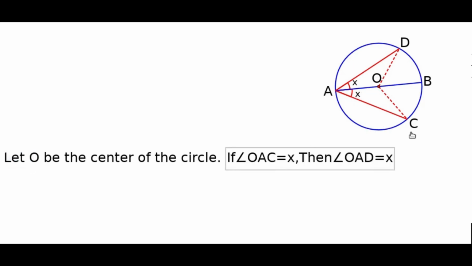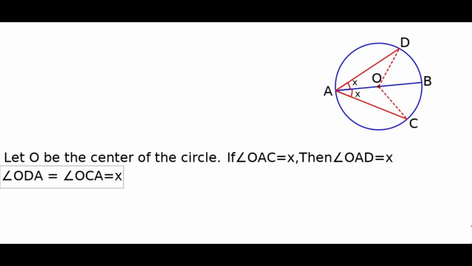This angle OAC is x, suppose, OAD also is x. So consider this triangle OAC. If this angle is x, then this angle is also x, because this one is an isosceles triangle. Like that, this one is again an isosceles triangle, and so this angle is x. Angle OCA is x, angle ODA is x. Let us mark that one.